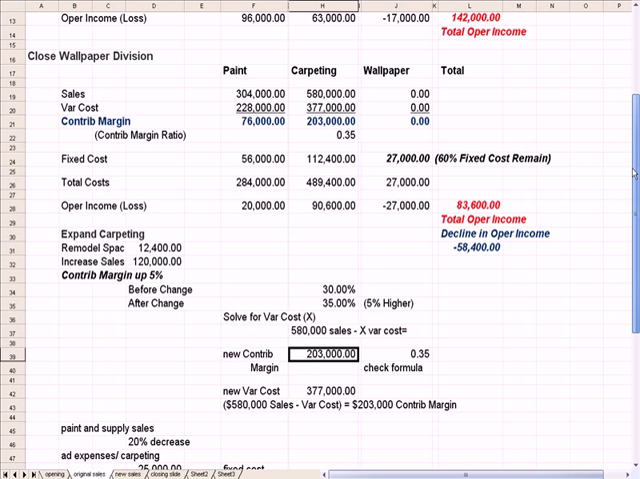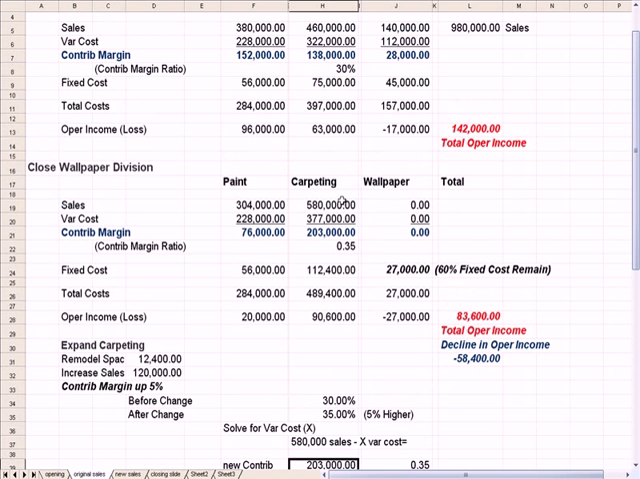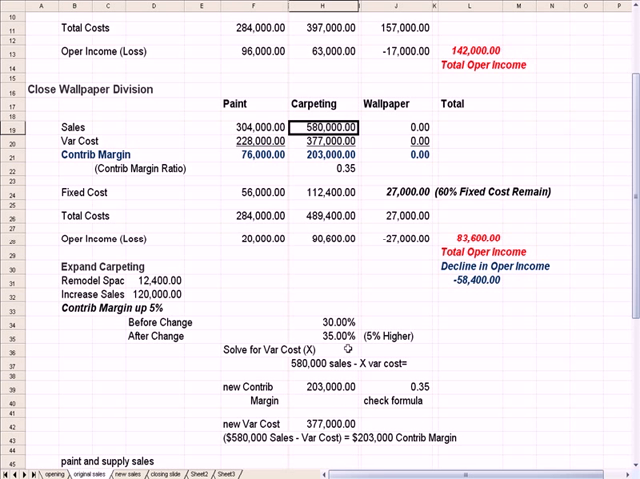what I did was take H19, which was the sales, times, if I go back to the formula, H35, which was the new contribution margin. So I got $203,000, which was the contribution margin in dollars, and then I checked it because I took contribution margin divided by sales, and I got that 35%. So I proved the number here. So I get my contribution margin.